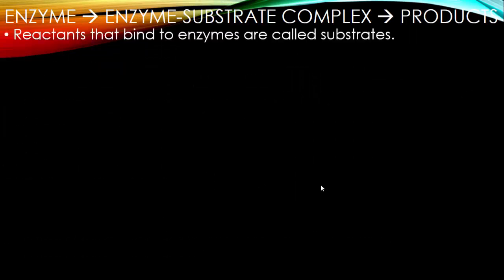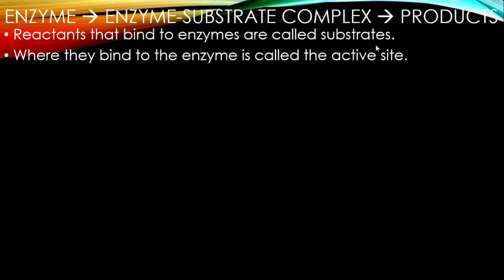Now, reactants that bind to enzymes are called substrates. So remember, the reactants are on the left side of the chemical equation. They react to form products. When they bind to the enzymes, we don't call them reactants, we call them substrates. So really, reactants and substrates are the same thing. It's just when the reactants are bound to the enzyme, they change their name to substrates.